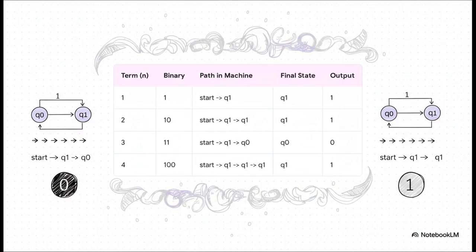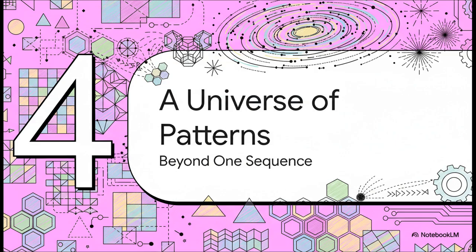Let's try n equals 4. Binary is 1, 0, 0. We start at Q0. The 1 moves us to Q1. The first 0 keeps us at Q1. The second 0 keeps us at Q1 again. We end at Q1, and the output is a 1. It works every single time. So this one little machine perfectly generates our mystery sequence.